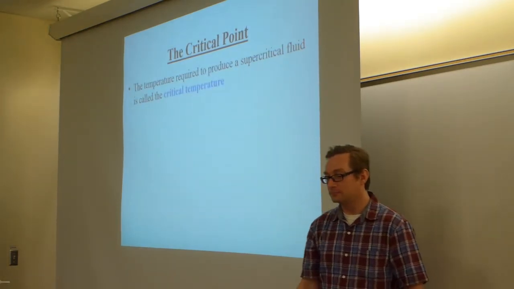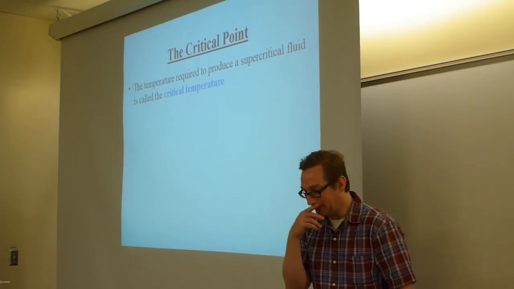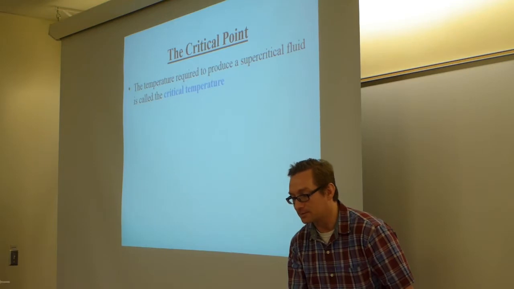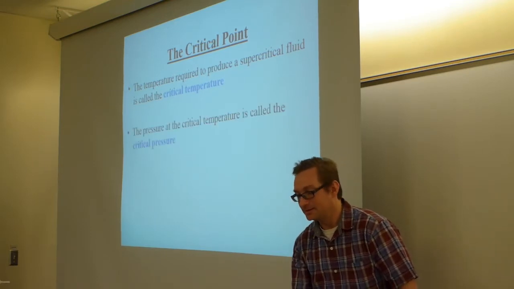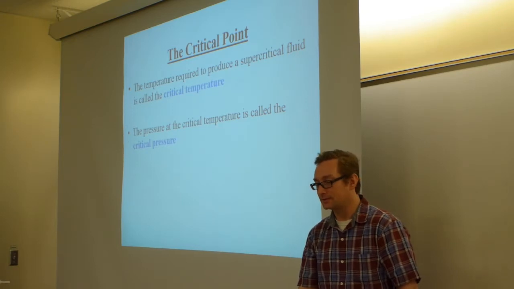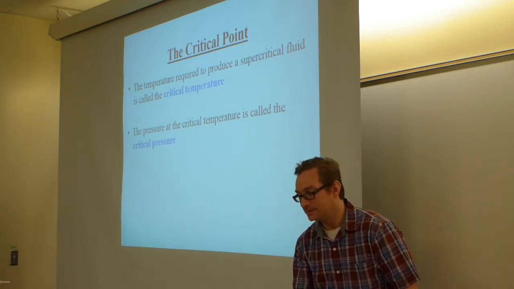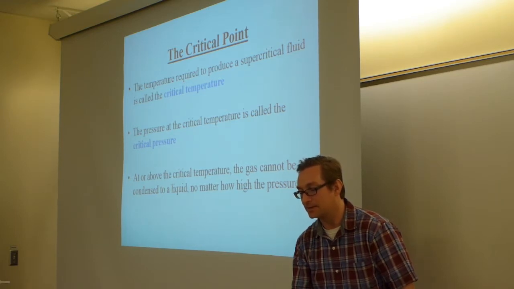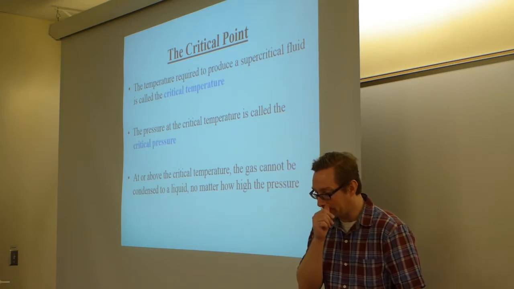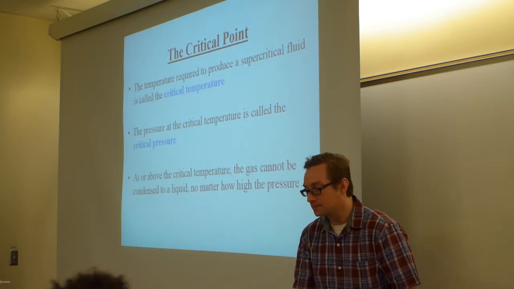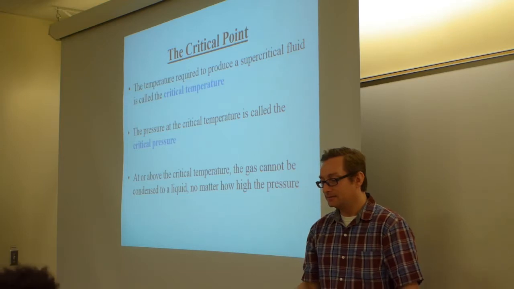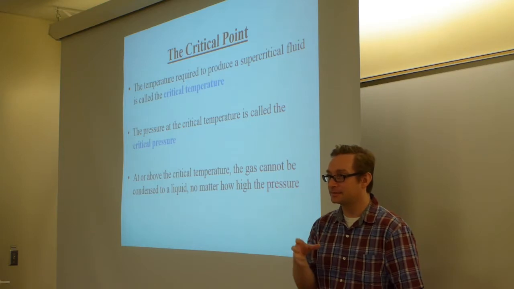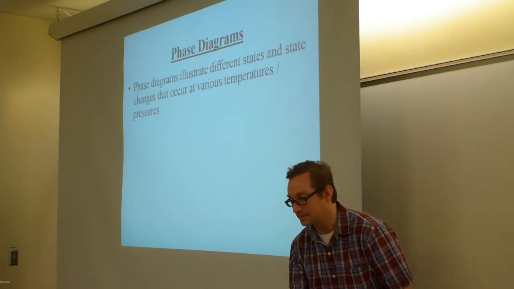The critical point takes place at a critical temperature. The temperature required to produce a supercritical fluid is called the critical temperature. The pressure at which the critical temperature occurs is called the critical pressure. At or above the critical temperature, the gas cannot be condensed into a liquid no matter how high the pressure goes. In other words, you would think that if you increase the pressure enough, it'll force the gas back into liquid, but it doesn't take place.